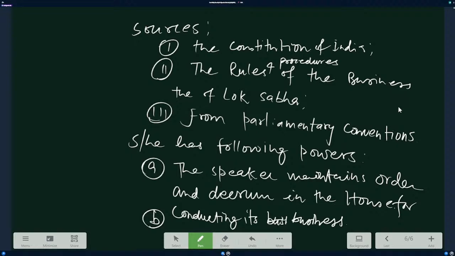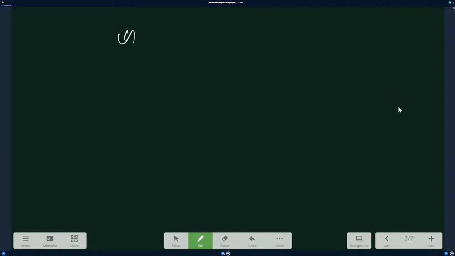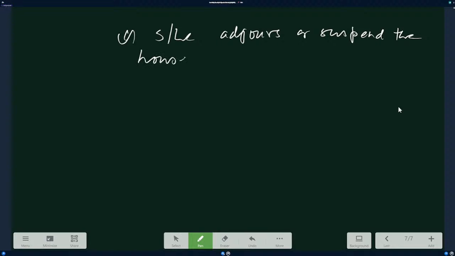He adjourns the House or suspends the meeting in absence of a quorum. Write it like this: she adjourns or suspends the House in absence of quorum.